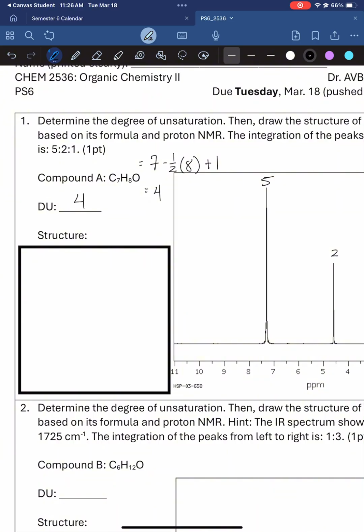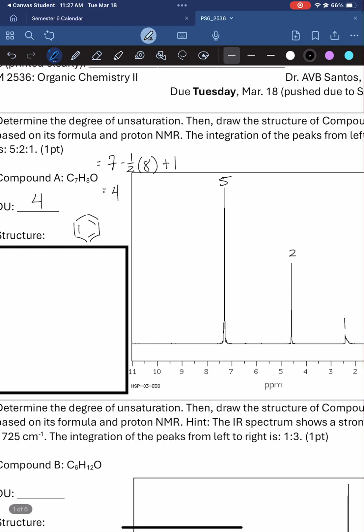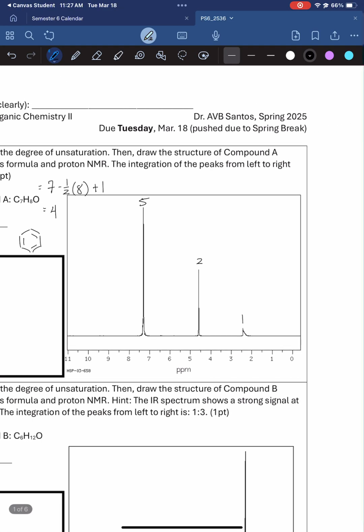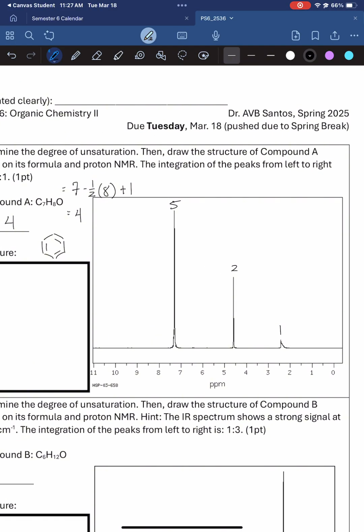Whenever you see degrees of unsaturation of 4 or greater, that should automatically jump out to you that, hey, we're probably working with something aromatic like a benzene or something. So I'm just going to draw that out here just for our reference. So now let's look at the integration table. I always recommend making one of these when reasoning through these types of problems, especially with proton NMR. It can really help organize your thoughts.